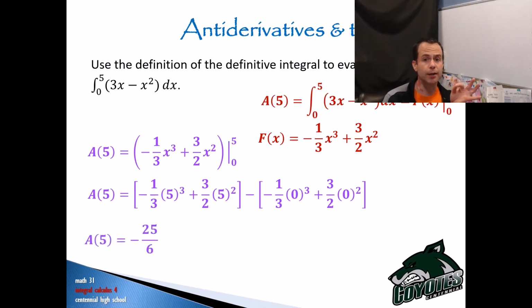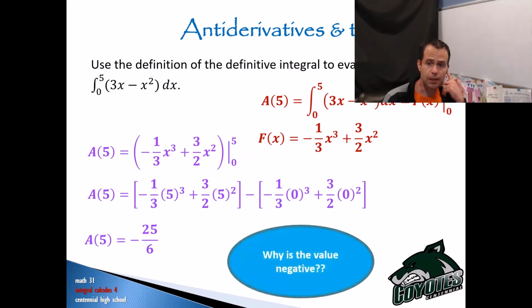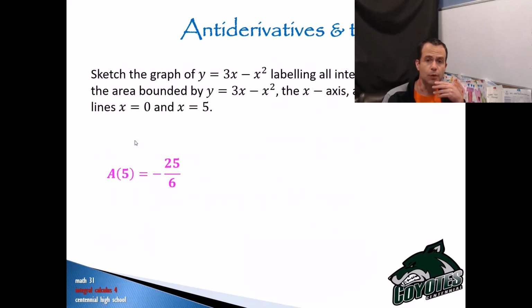Now here's where the conversation lies. Why the heck do we get negative 25 over 6? Okay, why is the value negative? And the short answer is we need to take a look at what this function looks like. So let's sketch the graph of y equals 3x minus x squared, labeling all the intercepts. Shade in the area bounded by y equals 3x minus x squared, the x-axis, and the vertical lines x equals 0 and x equals 5.